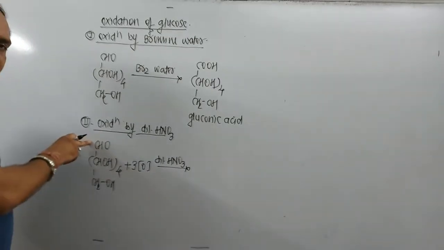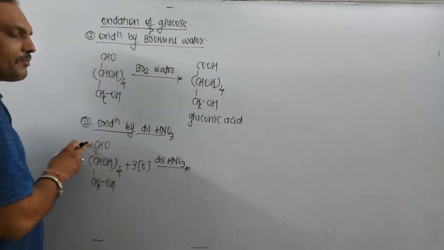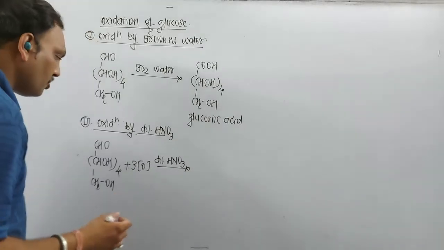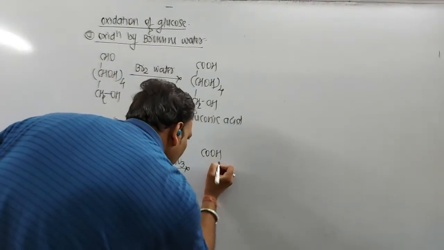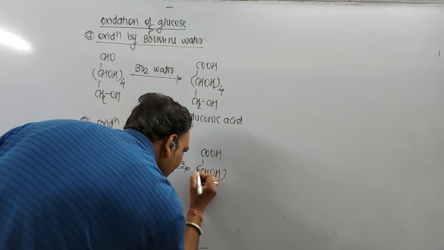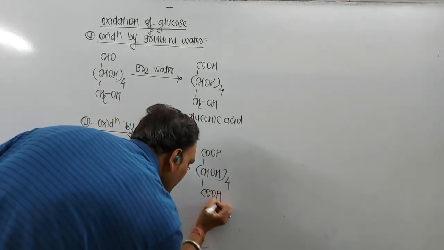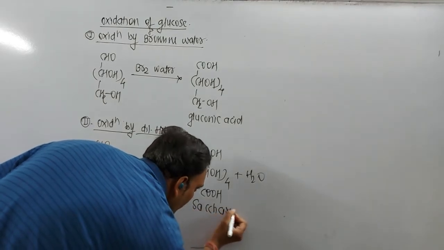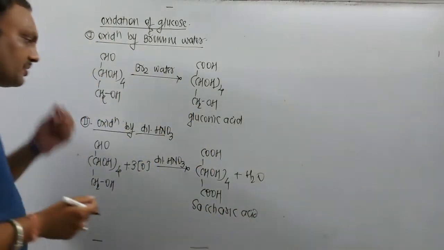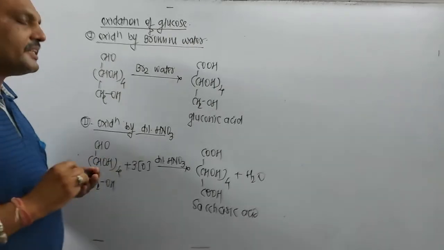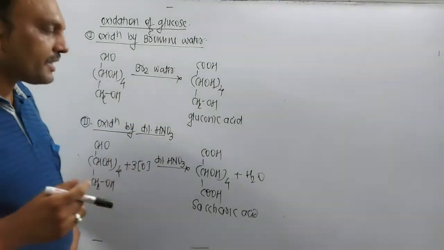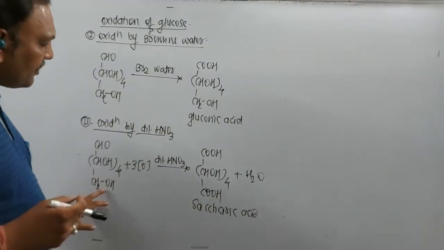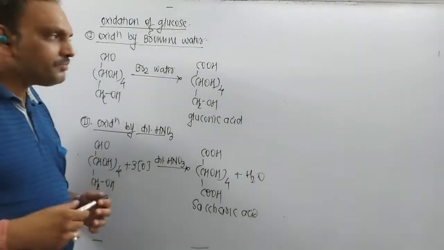So this aldehyde group will get converted into carboxyl group, and this primary alcoholic group will also get converted into carboxyl group as well. So the product obtained right here will be this, and this happens to be the dicarboxylic acid, what we call saccharic acid. So bottom line is, when glucose is oxidized by dilute nitric acid, then saccharic acid is expected, and formation of saccharic acid indicates the presence of primary alcoholic OH group in glucose.